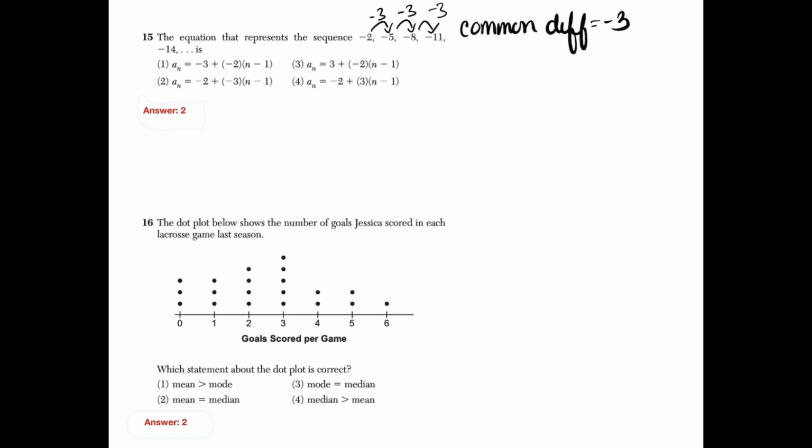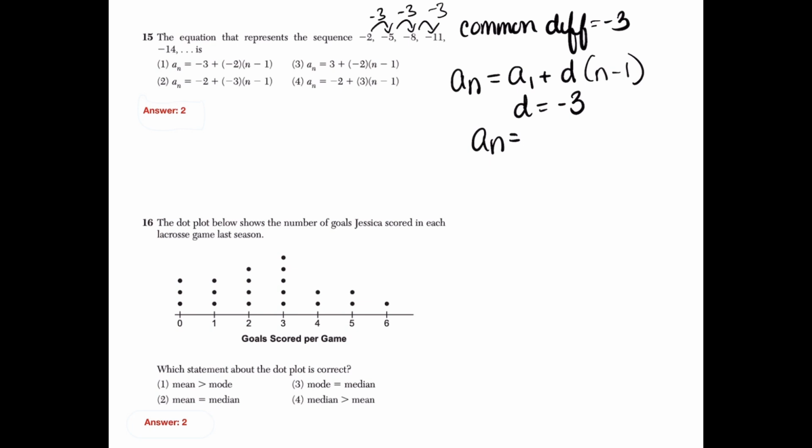So now I'm just going to go to the formula page. I'm not going to go into it here. The typical formula I'm going to use is A of n is equal to A1 plus the common difference times (n minus 1). Now we know that our difference is -3. So all I would have to do is plug that in.